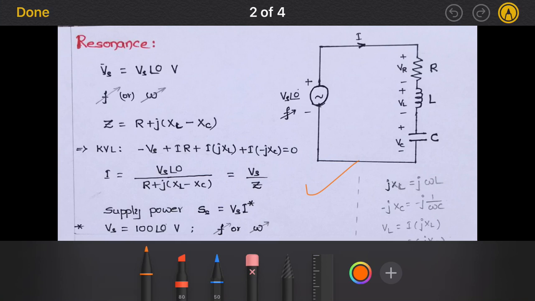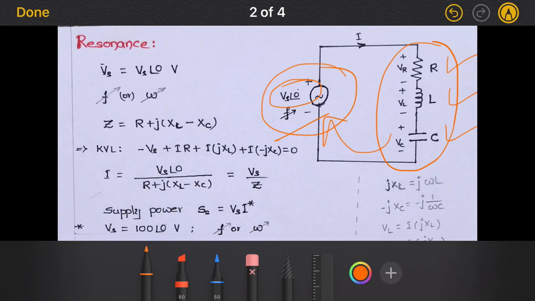In this circuit, there are three elements: resistor, inductor and capacitor. These three elements are connected in series, and connected in series to a supply voltage source. This voltage source magnitude is Vs at an angle 0, and the supply frequency is a variable frequency. And this I, current I, is the current delivered from the supply.